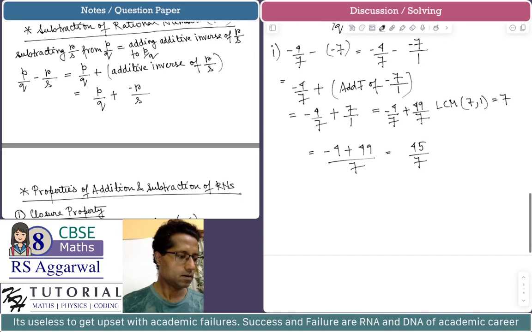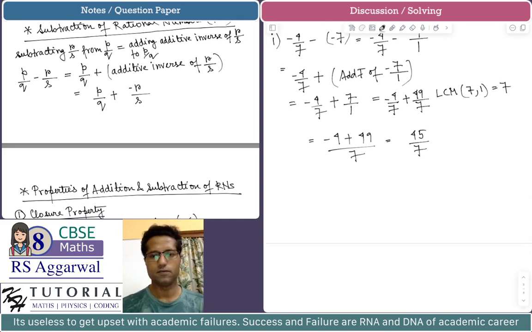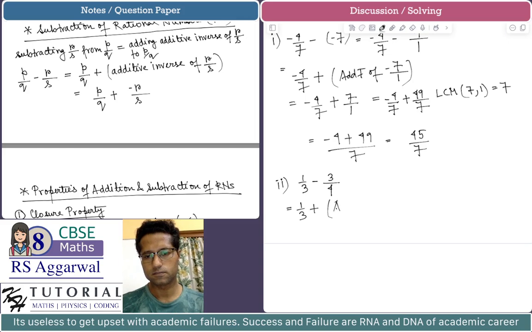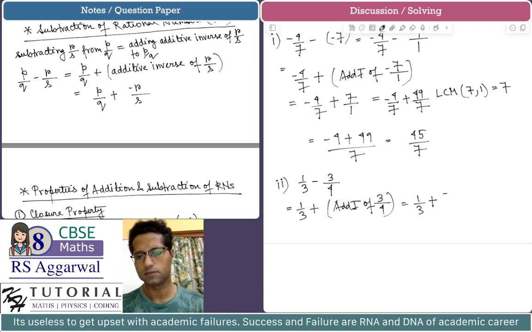Okay. Now let's see another example. We have to find 1 by 3 minus 3 by 4. We are subtracting the rational number 3 by 4 from 1 by 3. So this is equal to 1 by 3 plus the additive inverse of 3 by 4. The additive inverse of 3 by 4 is minus 3 by 4. So now we have to do this.